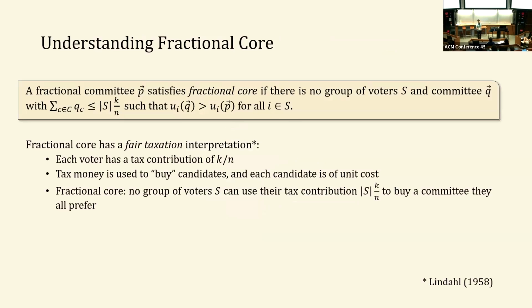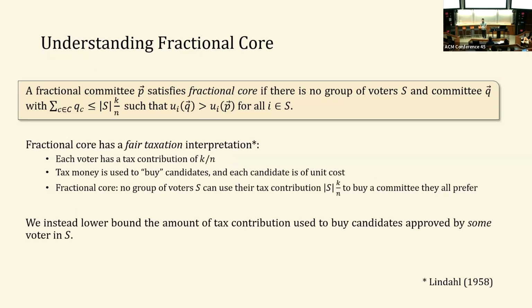Okay, so to define our property, we just want to revisit fractional core, which has a taxation interpretation that helps you understand it, and we can then use that to motivate a new property. The idea is that the budget of K, or the committee size, is really composed of a flat tax from every voter of size K over N. Then that money is used to buy candidates, which you can think of as just costing 1. And fractional core just says no group of voters S would prefer to take their tax money and spend it together on some other set of candidates that would all bring them more utility.